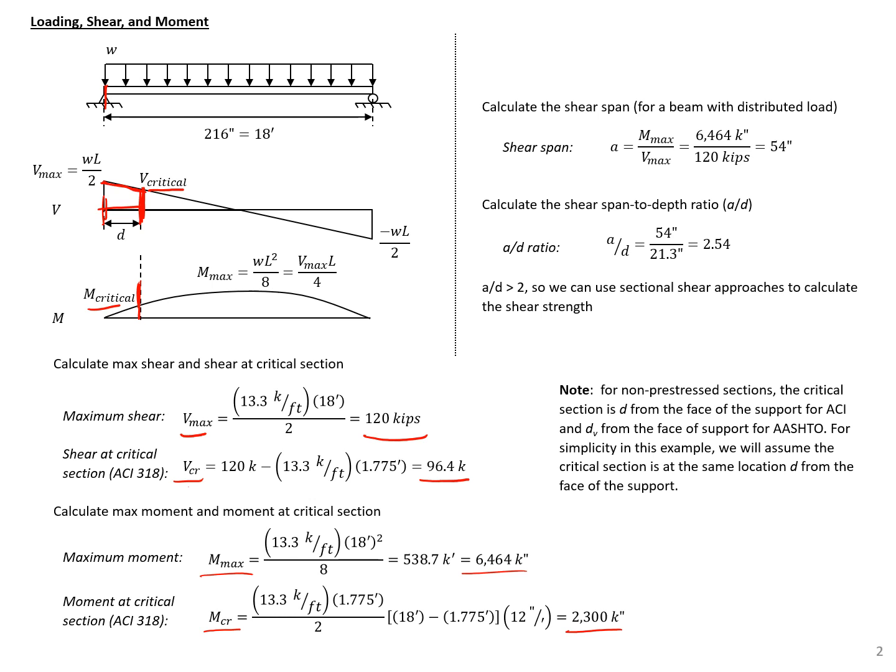The other thing we can do is calculate our shear span to depth ratio. The shear span for a distributed load is just the ratio of our maximum moment to our maximum shear. You can see here our max moment we found to be 6,464 kip inches, and our maximum shear was 120 kips. So our shear span is just 54 inches. Our shear span to depth ratio is 54 divided by 21.3, which will give us 2.54. We can see that this is greater than 2, so we can use our normal sectional shear approaches.